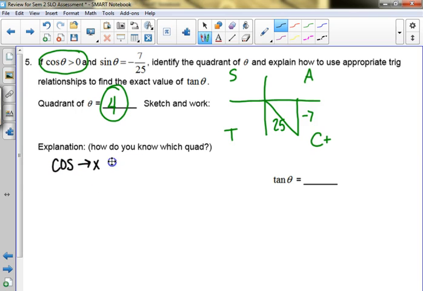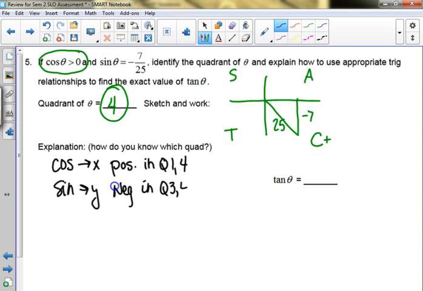Cosine is X, so it's positive in quadrants 1 and 4. Sine is Y, so it is negative in quadrants 3 and 4. So we must be in quadrant 4, right? Could you use a bunch of words instead of that? I just was writing something. You can put it however you want. Pretty much you fill it out and what you wrote makes sense and I'll be happy, okay?